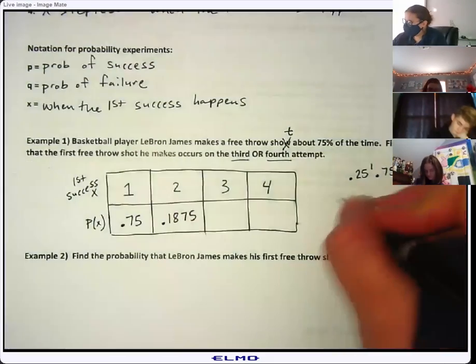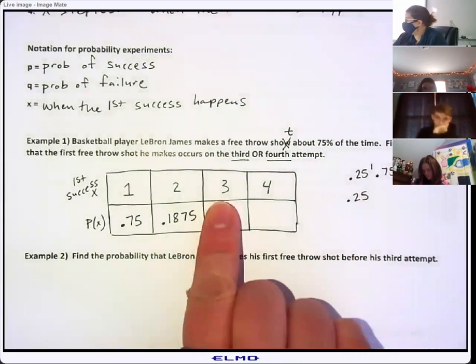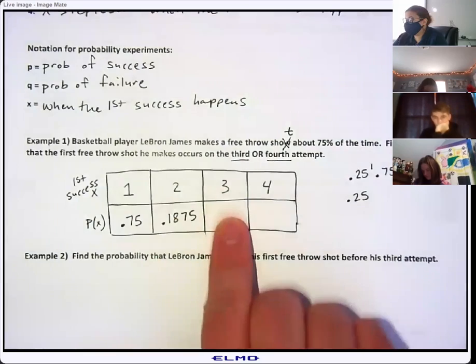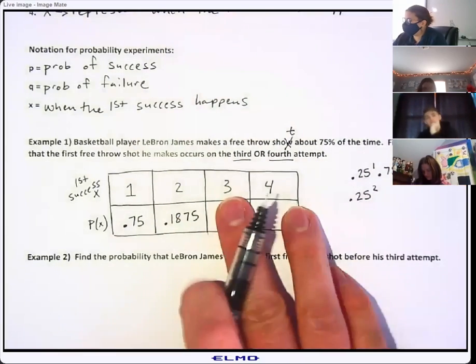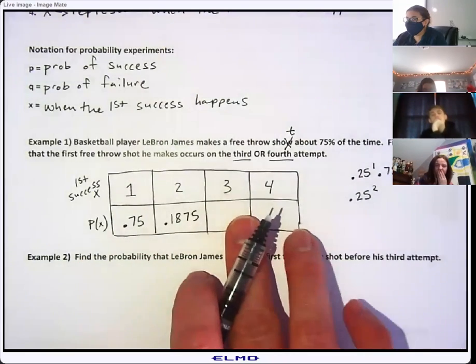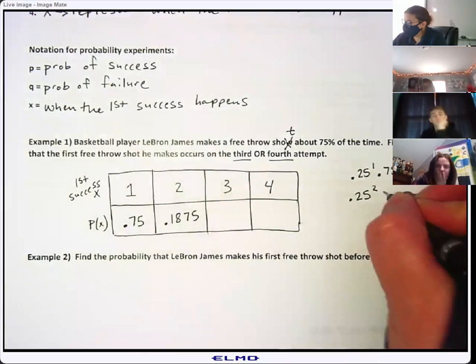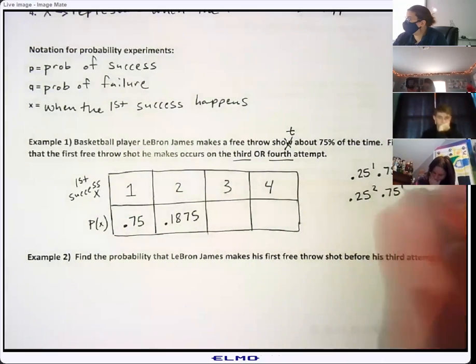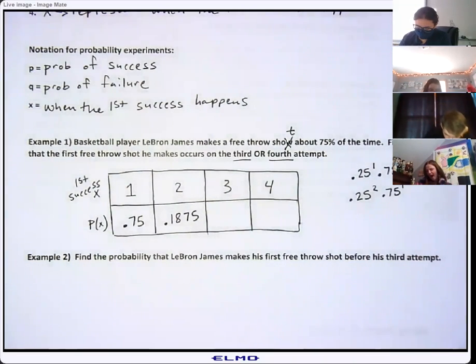Okay, let's try again. How many times did he fail if the first time he gets it right is on his third try? How many times did he fail? Twice. So if he shoots 3 times, he must have failed the first 2 times and then he gets it right the third time. So in your calculator, you're going to put in 25% to the power of 2 times 0.75.